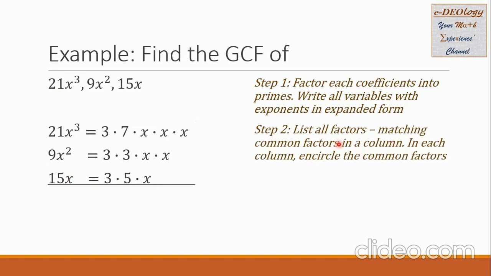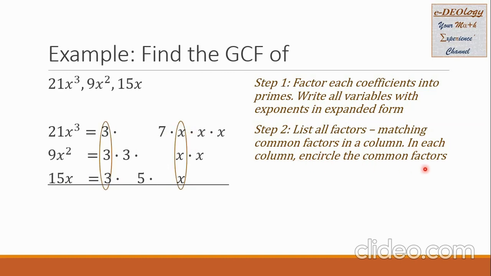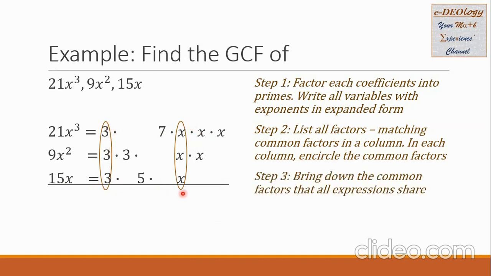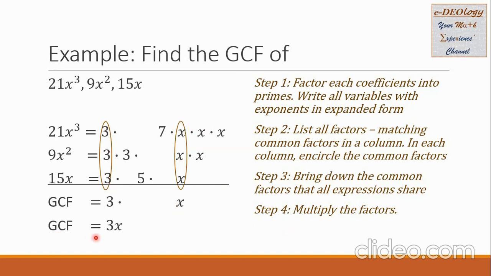Step 2. List all factors matching common factors in a column. So the factors are now written like this. For the common factor 3, it is written in one column. There is also another common factor of x written in another column. It says in each column, encircle the common factors. So we encircle the common factor 3, and also the common factor x. Step 3. Bring down the common factors that all expressions share. So the 3 is brought down here, also the x. And then the step 4, we will multiply the factors. So the greatest common factor equals 3x.